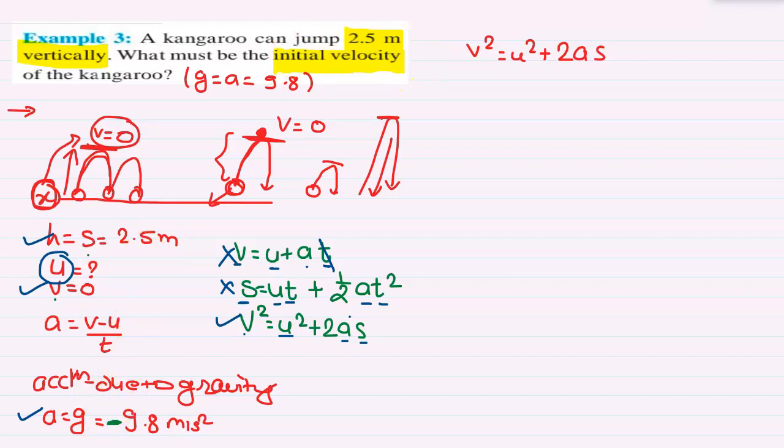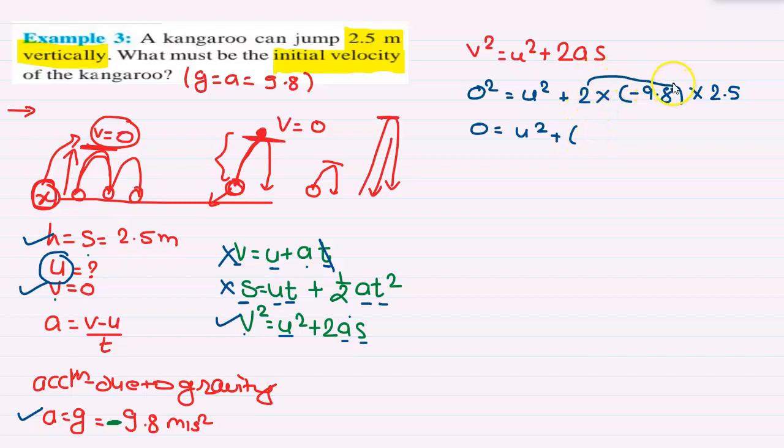Okay, so now just put the values. What is the value of V? We know the value of V is 0, so I will put 0 square. What is U? We don't know, so put U square. Then 2 as it is. What is the value of A? Minus 9.8. And what is the value of S? That is 2.5. Okay, so this is 0 is equal to U square plus, I will put it in bracket, 2 into 2.5. If I multiply these two terms, we get 5 into minus 9.8. So 0 as it is, U square as it is, plus 5 into minus 9.8.